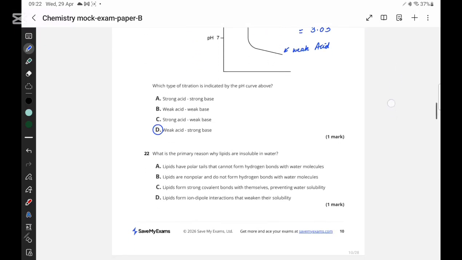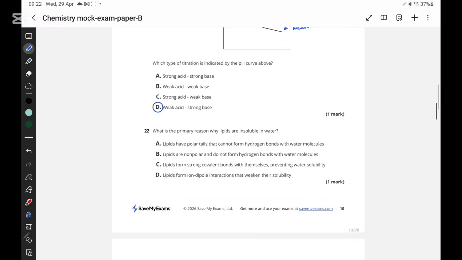So next question, question number 22. What is the primary reason why lipids are insoluble in water? Lipids are basically fats and oils, and if you see their structure, then you are going to see that they are primarily non-polar molecules.